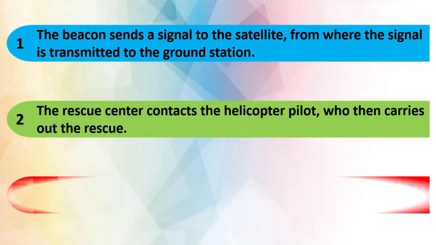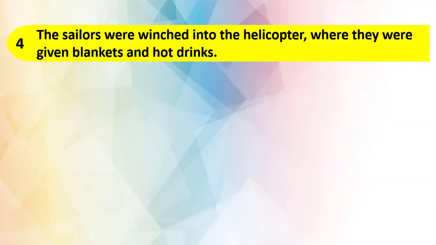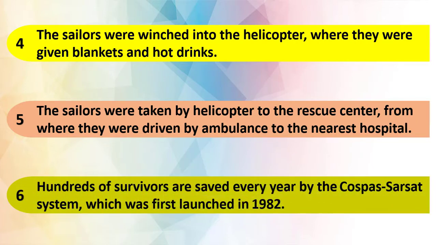Number 3. The sailor activated his beacon, which sends a 406 megahertz signal to the satellite. Number 4. The sailors were winched into the helicopter, where they were given blankets and hot drinks. 5. The sailors were taken by helicopter to the rescue center, from where they were driven by an ambulance to the nearest hospital. Number 6. Hundreds of survivors are saved every year by the COSPAS-SARSAT system, which was first launched in 1982.